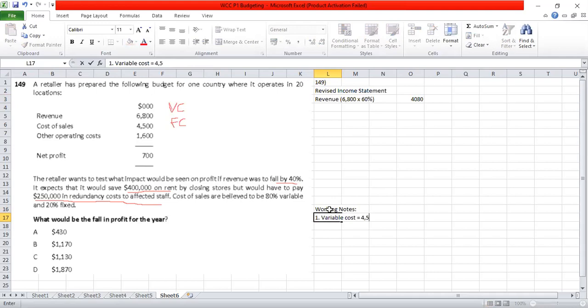Cost of sales 4,500 into 80%. Now this 3,600 will also decrease by 40%. So less variable cost of sales: 3,600 into 60%.